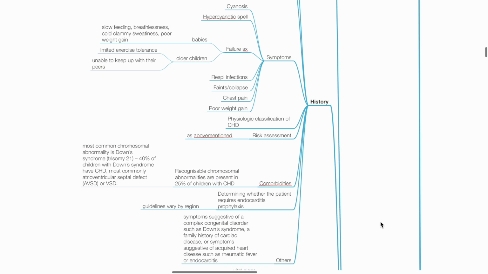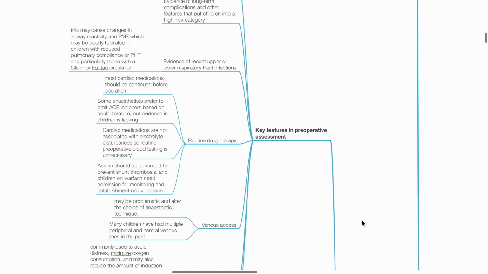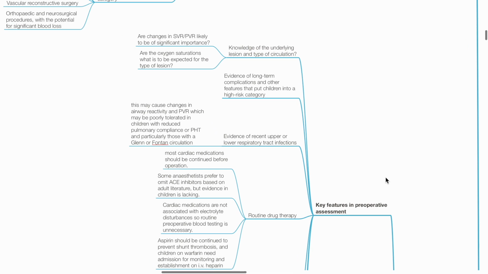Preoperative assessment. Key features in pre-op assessment: knowledge of underlying lesion and type of circulation, to assess whether changes in SVR or PVR are likely to be of significance, and the expected oxygen saturations for the type of lesion. Assess for evidence of long-term complications and other features that put children into the high-risk category. Assess for respiratory tract infections. Changes in airway reactivity and PVR may be poorly tolerated in children with reduced pulmonary compliance or pulmonary hypertension, especially those with Glenn or Fontan circulation.